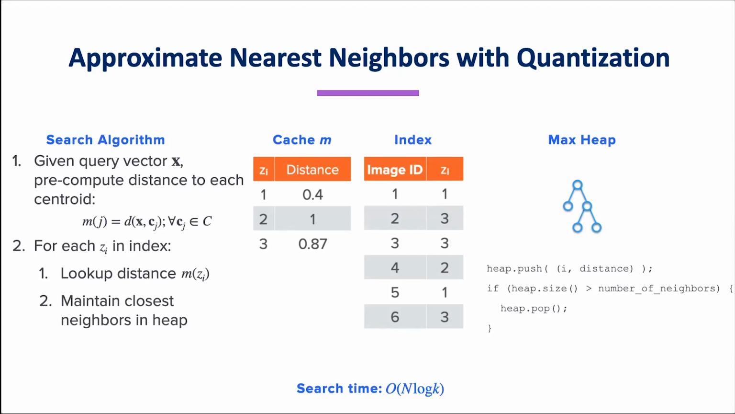And what that gets me is a search that's still linear. I still have big O of n, but I've eliminated the need to compute the distance, right? The distance is in the cache, so it's big O of n log k asymptotically, but it's super, super fast.